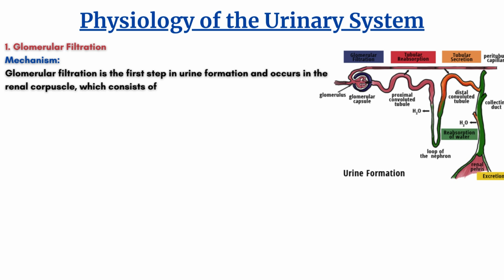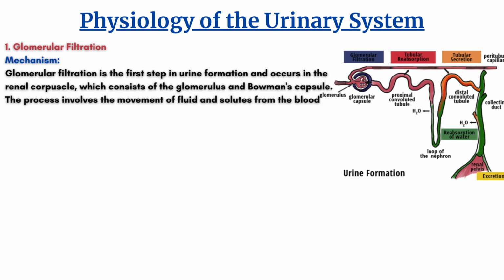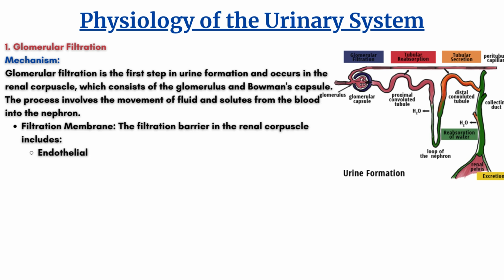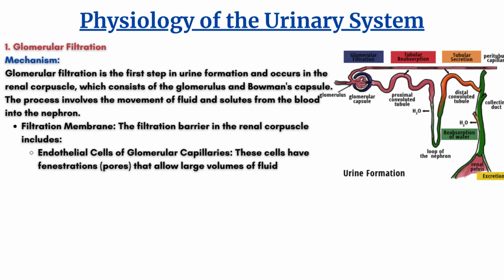1. Glomerular filtration mechanism. Glomerular filtration is the first step in urine formation and occurs in the renal corpuscle, which consists of the glomerulus and Bowman's capsule. The process involves the movement of fluid and solutes from the blood into the nephron.